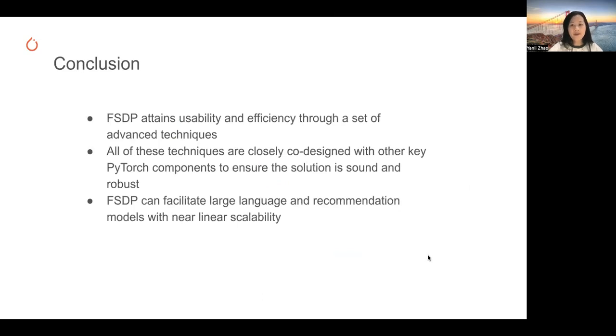This is the final part. Let's recap. We demonstrated FSDP attains usability and efficiency through a set of advanced techniques. All of these techniques are closely co-designed with other key PyTorch components to ensure the solution is sound and robust. FSDP can facilitate large language and recommendation models with linear scalability.